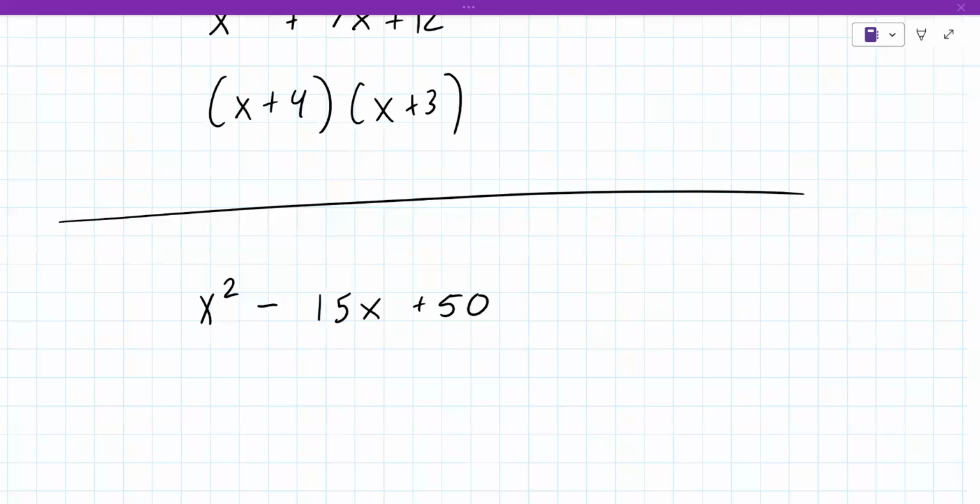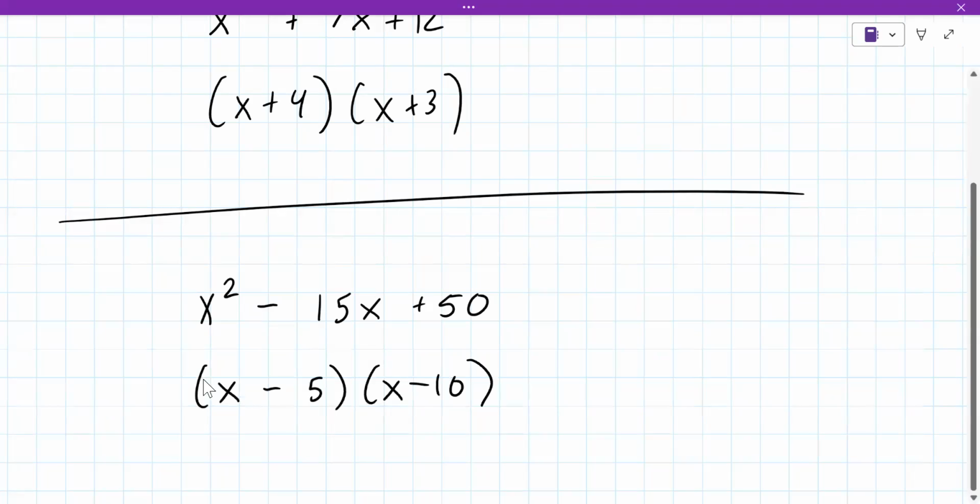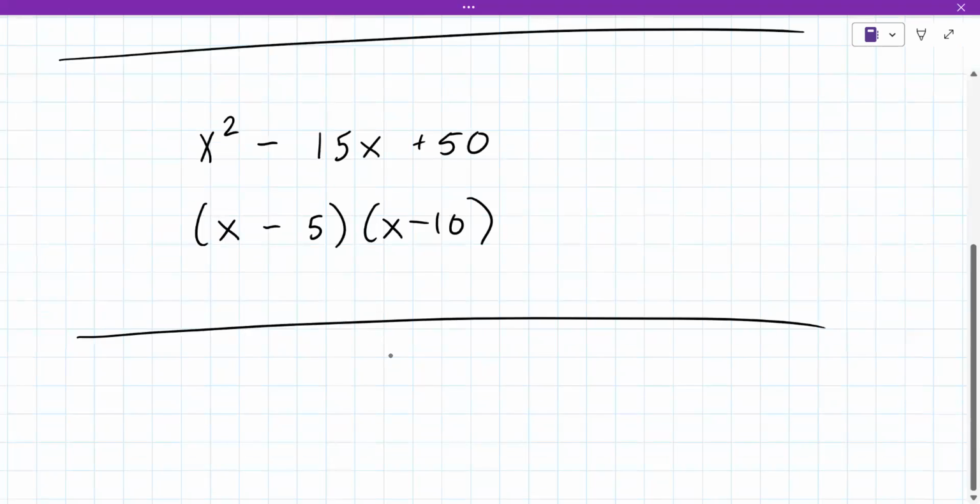10, x minus 5. X minus 5, x minus 10. I'm not sure if I quite heard that. Yeah, they're both negative. Okay, very good. Now this is where we get into the more difficult ones.